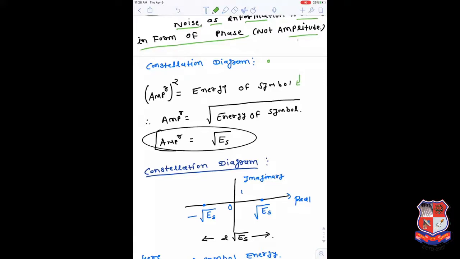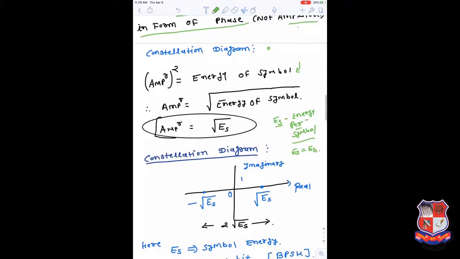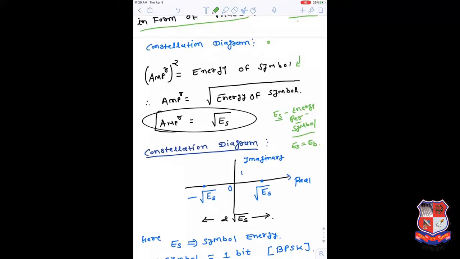And if you define the energy of the symbol, Es, that is simply defined as energy per symbol. And here one symbol is equal to 1 bit, so energy per symbol is equal to energy per bit, we can say. But this is not the case if you move further to M-ary PSK, QPSK, 8-PSK signals, etc. But at this point it is reasonable to assume Es may be equal to Eb because the bit and symbol are identical here. Bit rate and symbol rate are also equal.